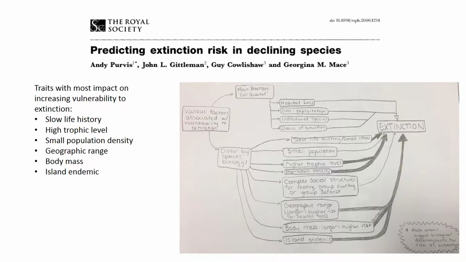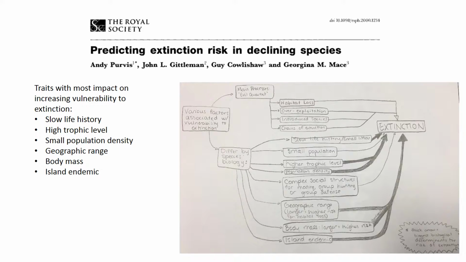Another article that I referred to is Predicting Extinction Risk in Declining Species, which looked at how certain biological traits impact a species' vulnerability to extinction. As shown in the diagram on the right, the article talked about the 4 main processes that contribute to extinction, which are habitat loss, overexploitation, introduced species, and chains of extinction. It then goes on to describe other factors that have an impact, with a particular emphasis on the biological traits that are associated with higher vulnerability to extinction.